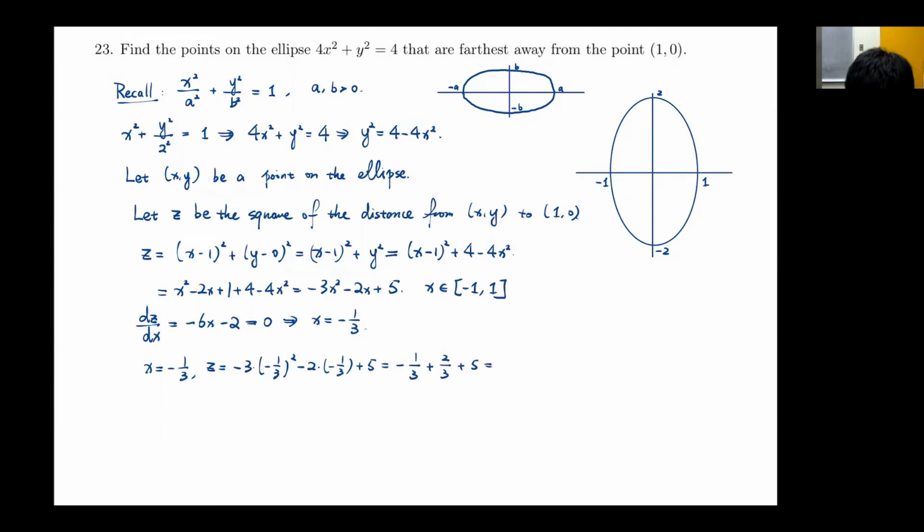And the answer will be 5 plus 3 over 1 over 3. So the answer will be 16 over 3. All right, so that will be the square of the distance when x equals minus 1/3.